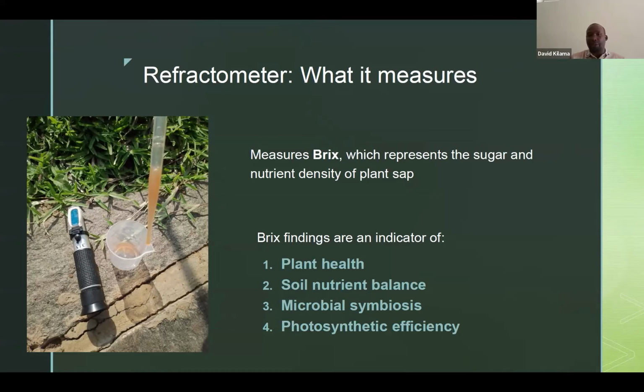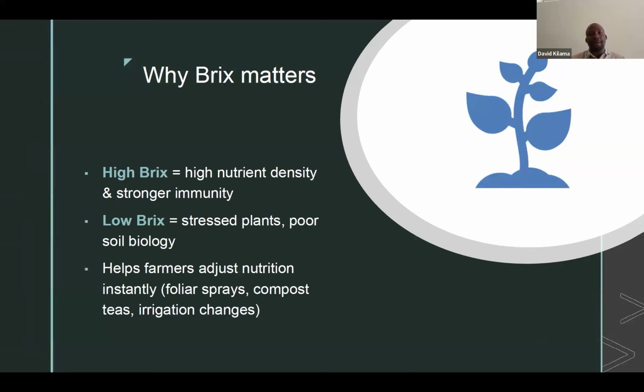So this one measures Brix, which represents the sugar and nutrient density of plant sap. In this, we look at plant health, soil nutrient balance, microbial symbiosis, and photosynthetic efficiency as our indicators for Brix findings. Now, how do we look at that? I think our next slide will give us more details. Why Brix matters? We can look at our indicators.